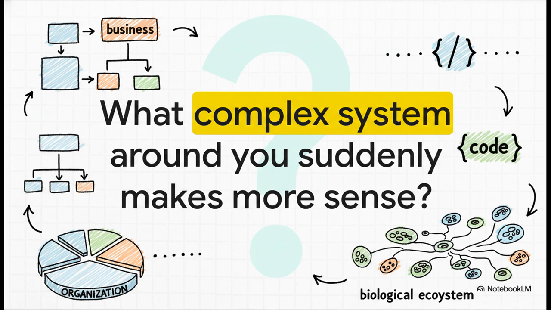And here's what's so cool about this. It's not just about writing code. It's a powerful way to think about and deconstruct any complex system, whether it's how a company is organized or even how a city works. So now that you can see the world in terms of objects and messages and black boxes, what complex system around you suddenly makes a whole lot more sense?